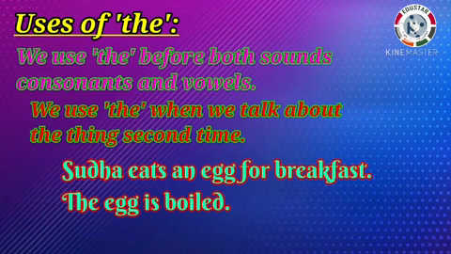Let's see where we use the article the. We use the before nouns starting with vowels as well as consonants. We use the when we have already talked about the thing. For example, Sudha eats an egg for breakfast. The egg is boiled. Here we already mentioned the egg, so in the second sentence, we are using the before this egg.